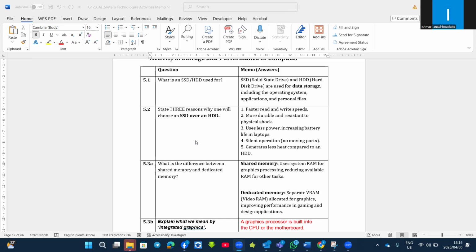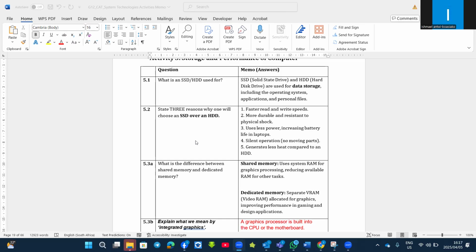So the first advantage or the first reason is that it has a faster read and write speed. Please do not write just faster. No. It has a faster read and write speed. 2, they are more durable and resistant to physical shock. 3, they are energy efficient. In other words, they use less power. 4, they are silent in operation with no moving part. And 5, they generate less heat compared to HDD.